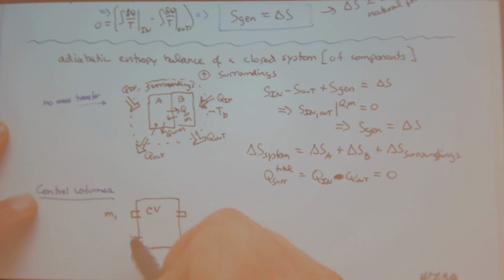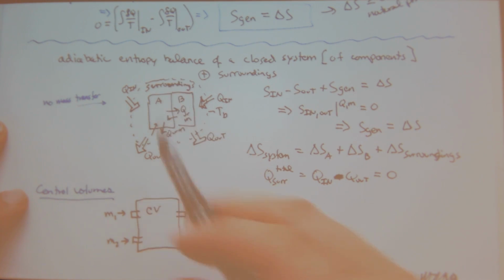So I have mass 1 in, mass 2 in, mass 3 out. Of course, given this mass is coming in and out, this can still be of a multi-component system, but let's just do this.